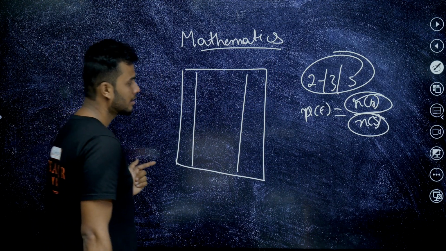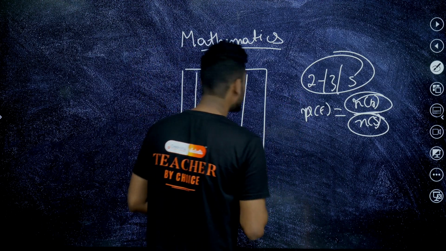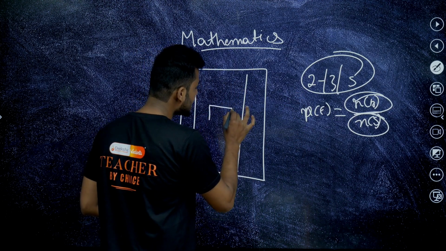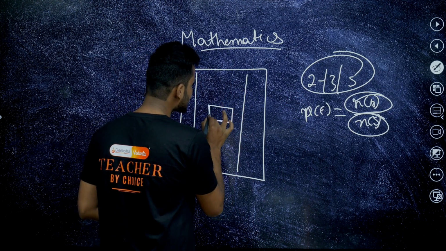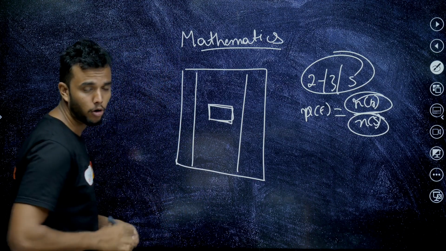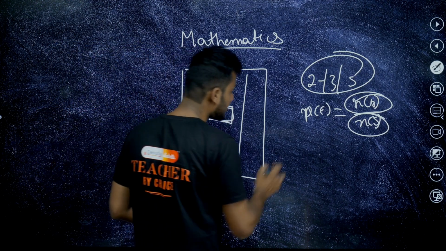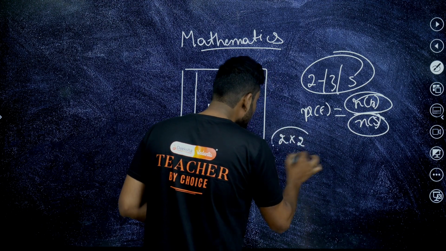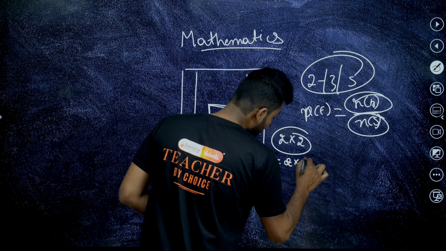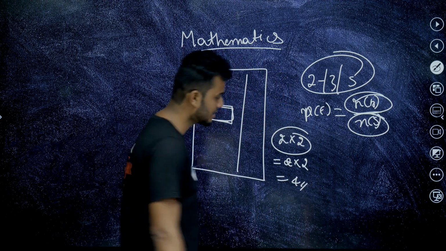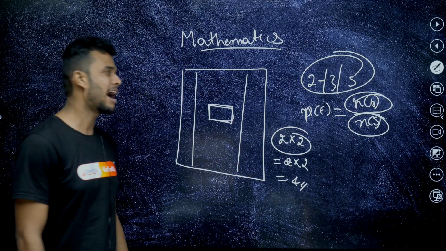And also in mathematics, please highlight the final answers with a box. And also very important, solve questions step by step. Even if 2 into 2 is there, you need to mention 2 into 2 is equal to 4. These things you need to write in the mathematics exam.